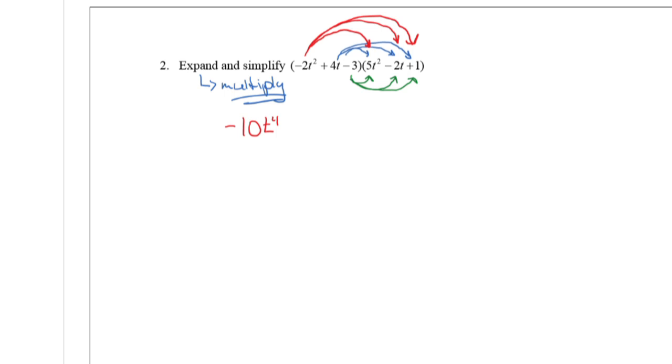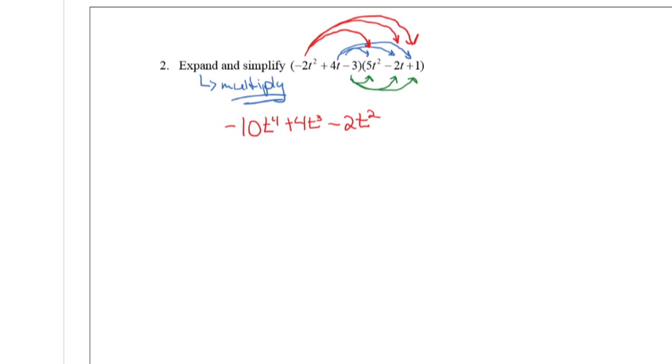Now negative 2t squared times negative 2t. It's going to give me positive 4. T squared times t is going to give me t cubed. And negative 2t squared times positive 1 is going to give me negative 2t squared. All right, so there's my first term, negative 2t squared times each thing in the second set of brackets.